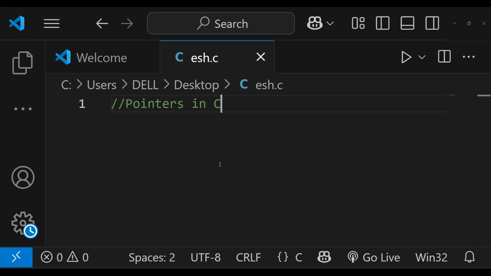Today we are working with pointers in C. What are pointers in C? Before doing the practicals, let's understand the theory behind pointers. What exactly are pointers?